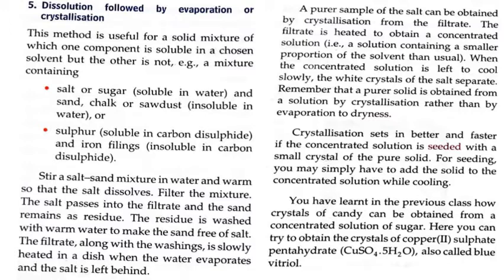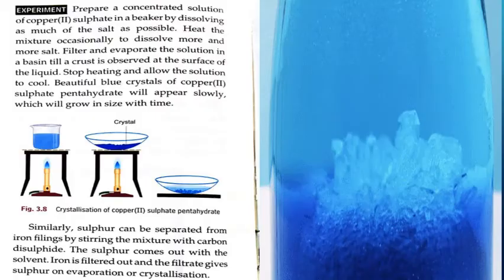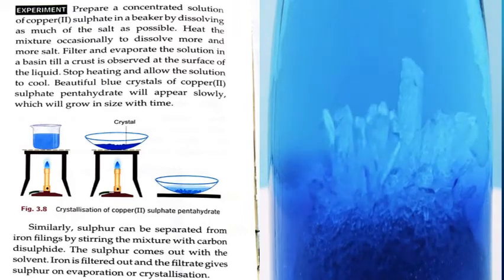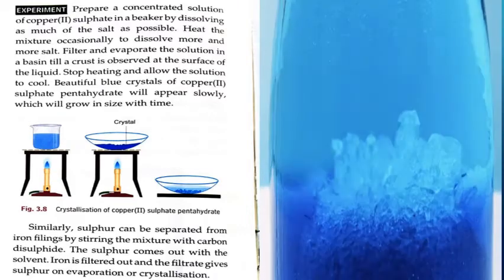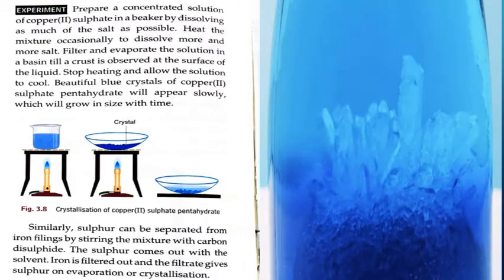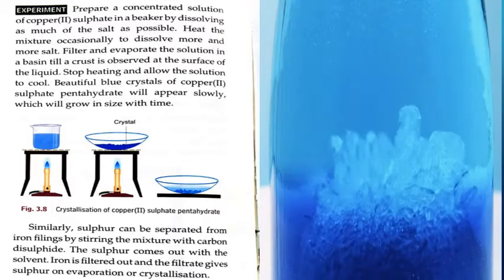So you have learnt in the previous class how crystals of candy can be obtained from a concentrated solution of sugar. Here you can try to obtain the crystals of copper sulfate pentahydrate, also called blue vitriol. We will see how. So here they have given us an experiment which we can perform in the lab whenever the school reopens. Let's now see what they are saying.